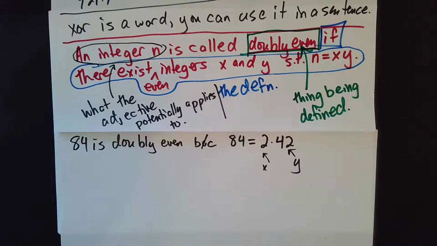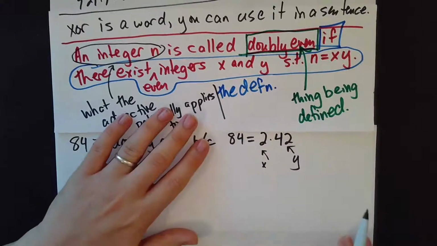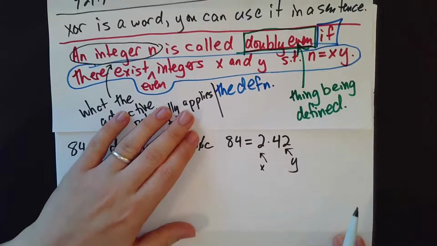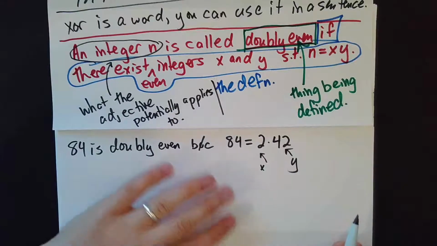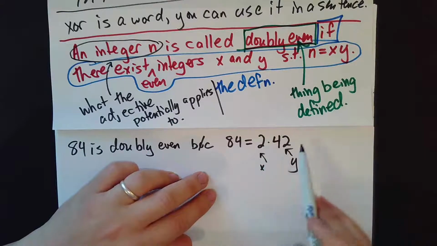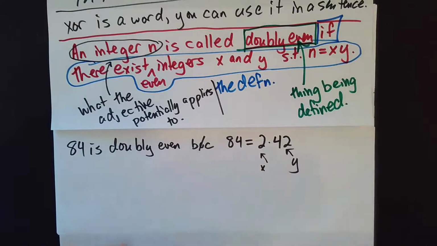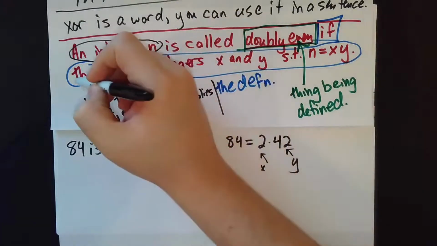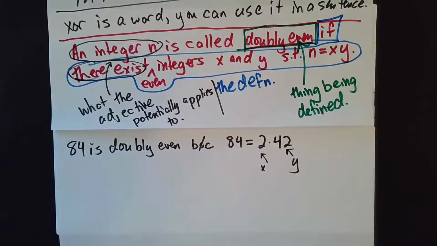Okay. Notably, this is not the only way that you could go about proving this. You could also just as easily have written this as 14 times 6, and that would also be a product of 2 even integers that multiplied together to be 84. That would be fine too. Again, this there exist quantifier means that there's at least one way to do this, and there's definitely at least one way to do this.